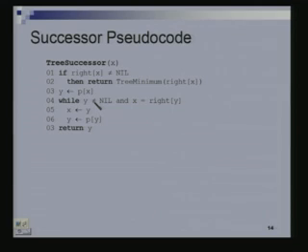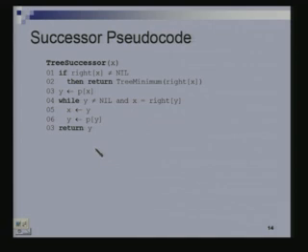And what am I doing here? If y is not null and x equals right of y, so when do I have to keep marching? Till x becomes the left. Essentially I am going up the tree, and the first time I am at a node such that the node is the left child of the parent, then I stop.